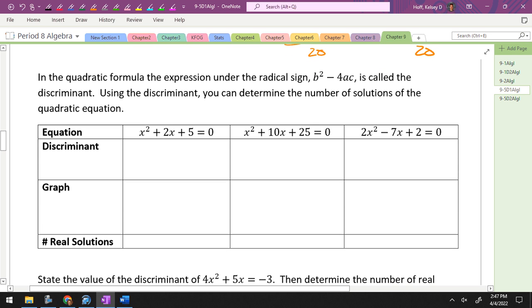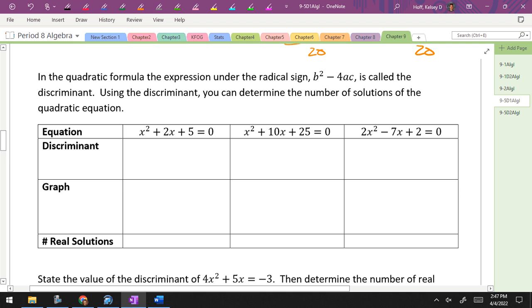In the quadratic formula, the expression under the radical sign, the b squared minus 4ac, no square root, but what's underneath, is called the discriminant. When you use the discriminant, you can determine the number of solutions in the quadratic equation. Okay, so let's just think about this. B squared minus 4ac. Let's do this on this first one.